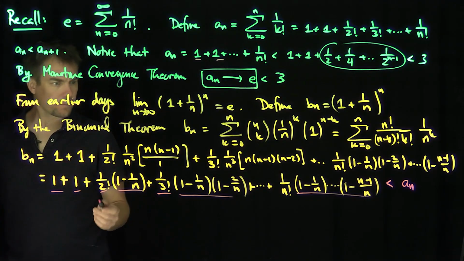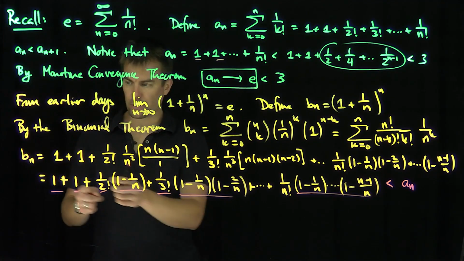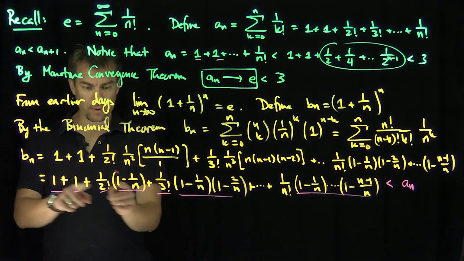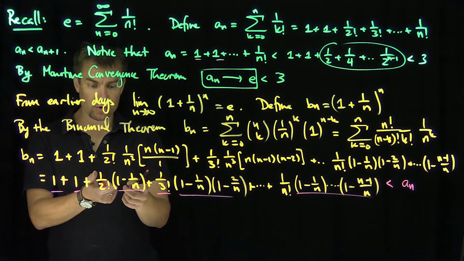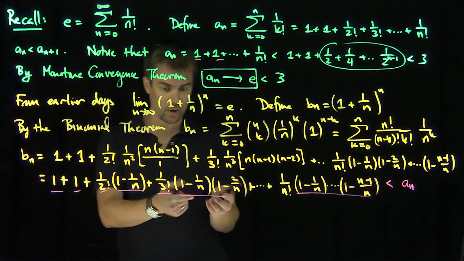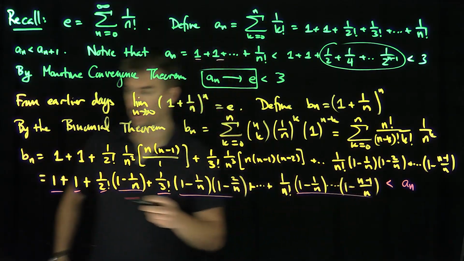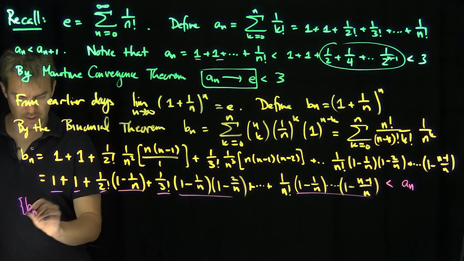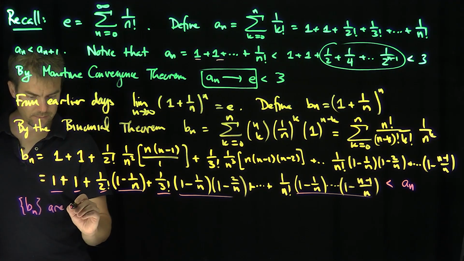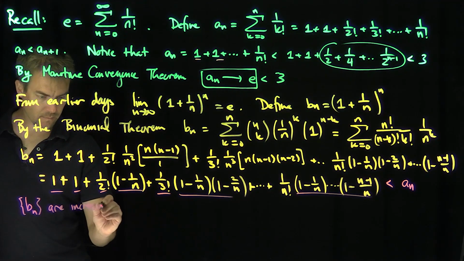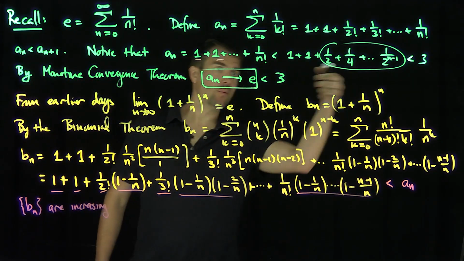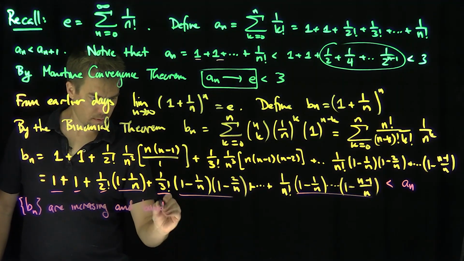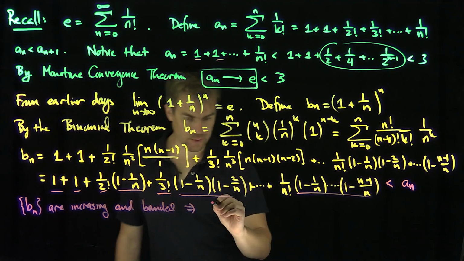Of course, when I write down this representation for bn plus 1, we'll have exactly the same form, but bn plus 1 is going to be slightly larger than this because I'm making the denominator smaller. So bn plus 1 is slightly larger, with an extra term over here. So clearly, the bn are an increasing sequence. And they're bounded by the an, which in turn are bounded by 3. And that implies we get one inequality for free.